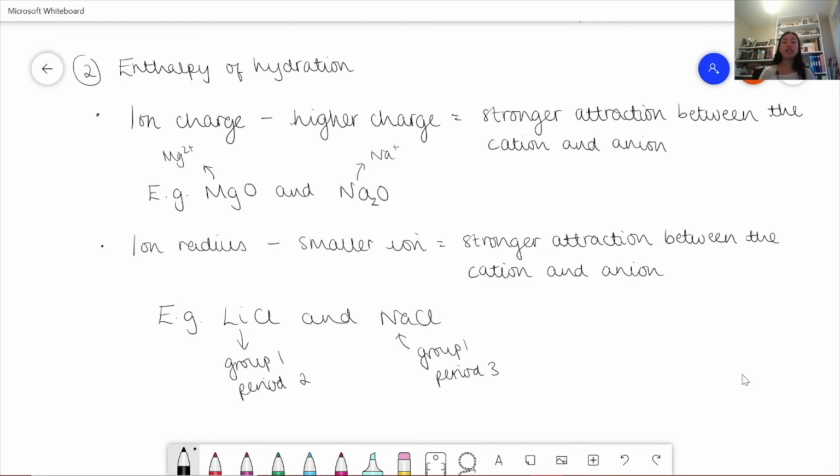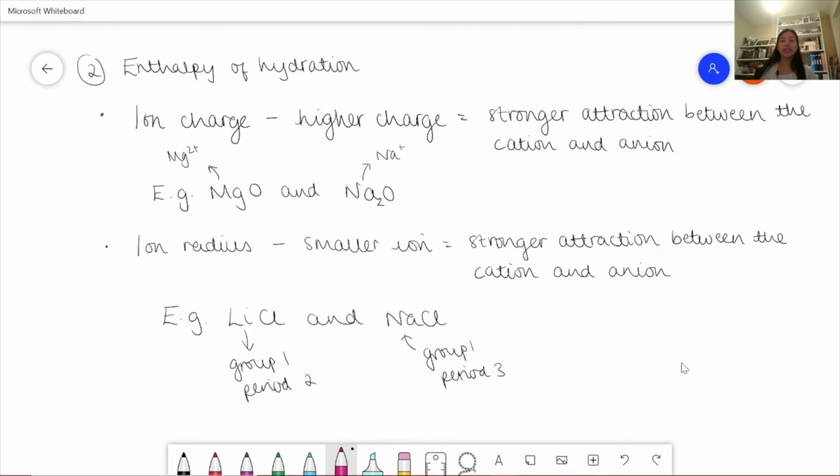So it's 1 down, so it's underneath lithium in group 1, which means that it's got a bigger ion due to the extra electron shell. And so the enthalpy of hydration of lithium chloride will be bigger than the enthalpy of hydration in sodium chloride. And so that means that the exothermic value of the enthalpy of hydration of the lithium chloride is bigger than sodium chloride because the ionic bonding is stronger. And so it takes more energy to form these bonds.